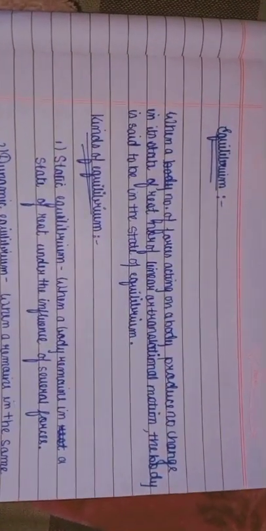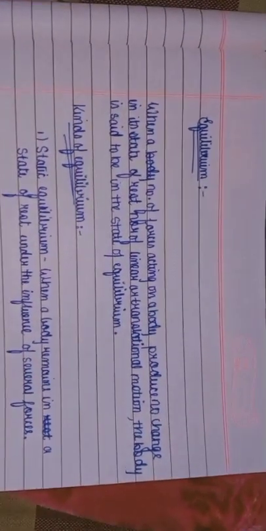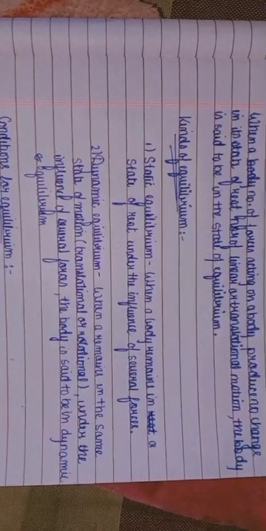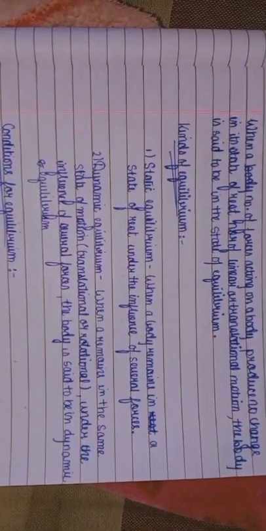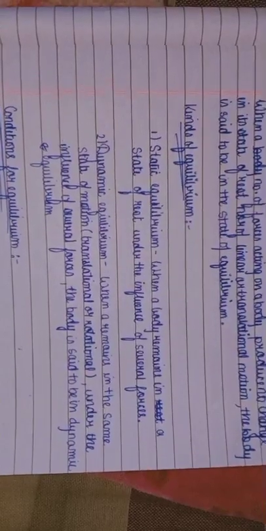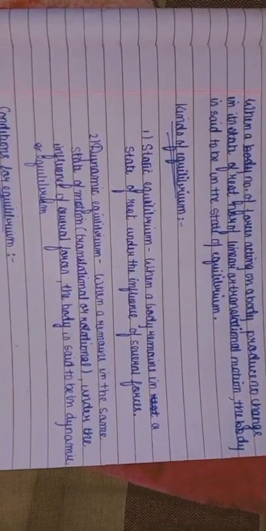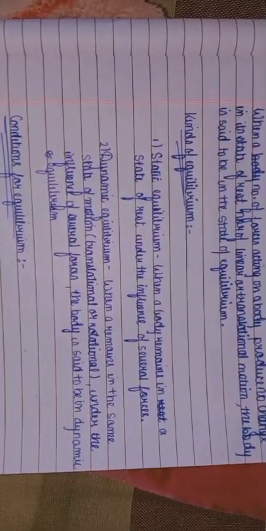When a number of forces acting on a body produce no change in its state of rest nor of linear or translational motion, the body is said to be in the state of equilibrium. Kinds of equilibrium: static equilibrium, dynamic equilibrium. In static equilibrium, a body remains in a state of rest under the influence of several forces, and dynamic equilibrium is when a body remains in the state of motion, translational or rotational. It can be both. Under the influence of several forces, the body is said to be in dynamic equilibrium.